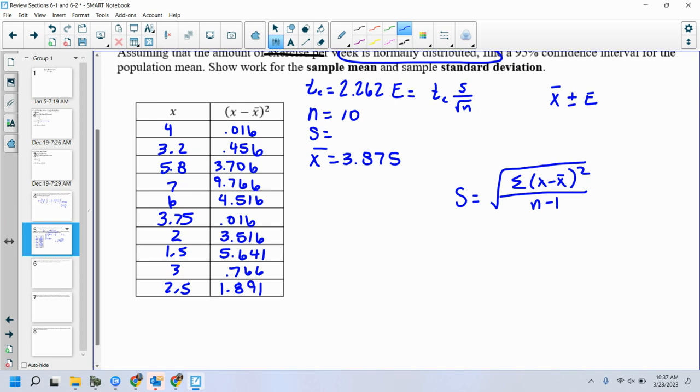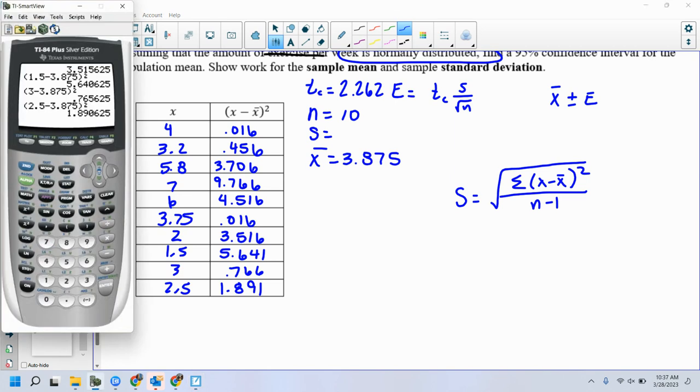All right, so to find our true sample standard deviation, I'm going to add all these up. Maybe I should have rounded a little bit better. We got 0.016 plus 0.456 plus 3.706 plus 9.766 plus 4.516 plus 0.016 plus 3.516 plus 5.641 plus 0.766 plus 1.891. Okay, there's my sum, 30.29.